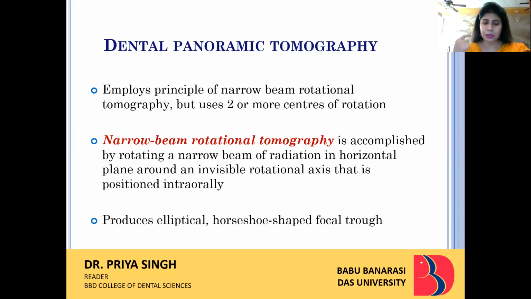So basically, when we talk about our arches, the images will be as per the dentition that's placed in our oral cavity. It will be for your incisors, then for your premolars, and then for your molars. So multiple centers of rotation will be there. And it basically produces an elliptical, horseshoe-shaped focal trough, the same way as our arches are horseshoe shaped.